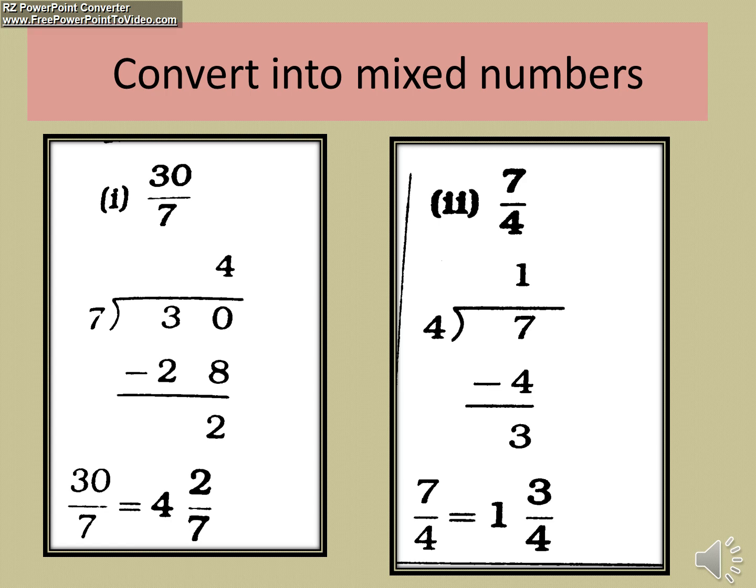Then that's why 30 upon 7 is equal to 4. 4 is the quotient. It became your whole number. 2 is the remainder. It became your numerator. And 7 is the divisor. It became your denominator. Denominator remains the same. 30 upon 7 में 7 वैसे के वैसे denominator रहेगा. Only the quotient whole number बन जाएगा और जो remainder है that will become your numerator. So 30 upon 7 is equal to 4 and 2 upon 7.